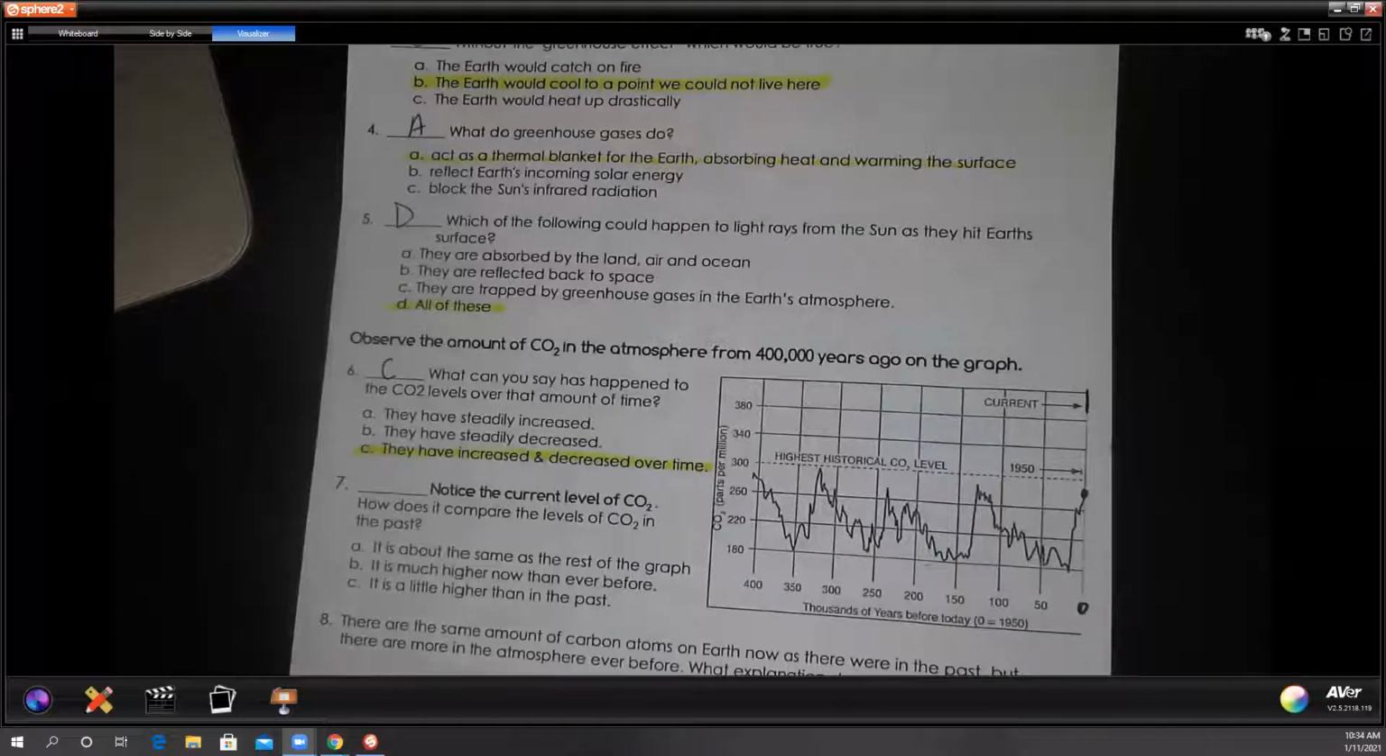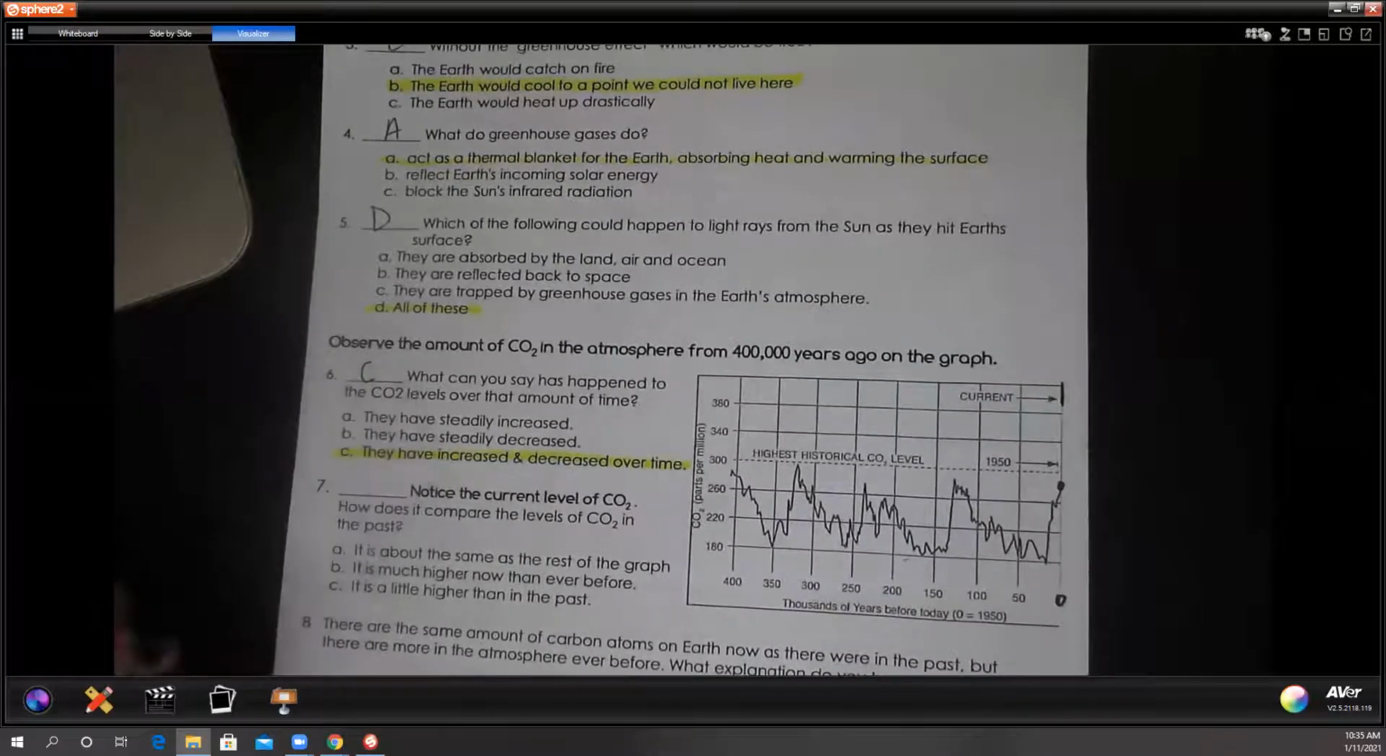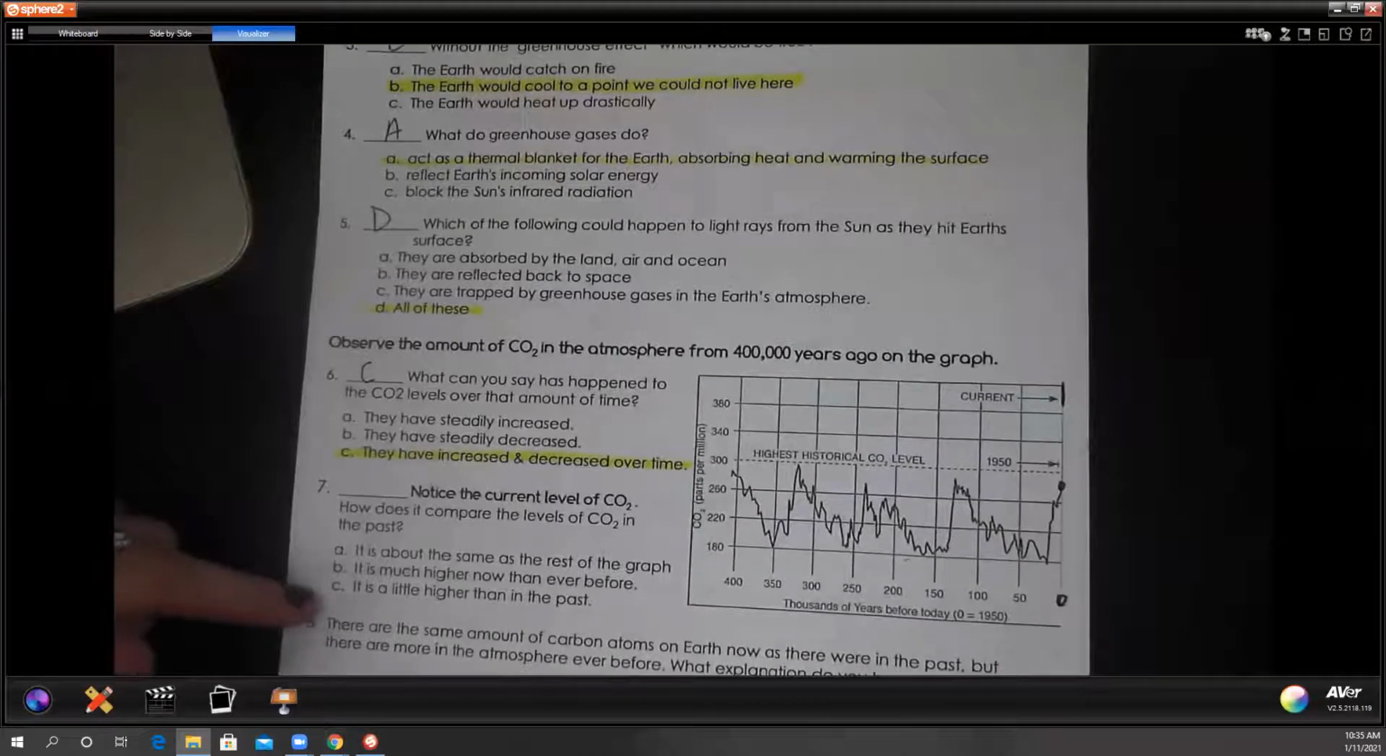It's about the same as the rest of the graph. What do you guys think? What do you think, Caroline? You thought it was B? It's much higher now. I'm going to take a look at something really quick, only because it might have gotten cut off, and I want to make sure I'm viewing it correctly. What do you think, Emerson? You think it's C? That it's a little higher than in the past?